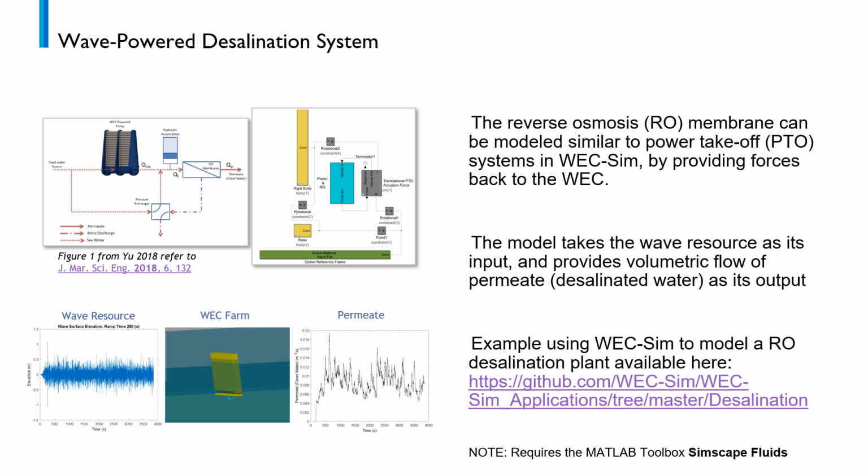The image shows a rendering of the general system where you have an oscillating wave energy converter that is pumping fluid into a hydraulic accumulator, which then passes through an RO membrane and generates permeate, and also feeds through a pressure exchanger. The model takes wave resource as its input, as shown in the lower left-hand slide, runs the wave energy farm or device, and then provides volumetric flow of permeate or desalinated water as its output. Again, this example is provided open access on the WEC-Sim's applications repository using the link below.